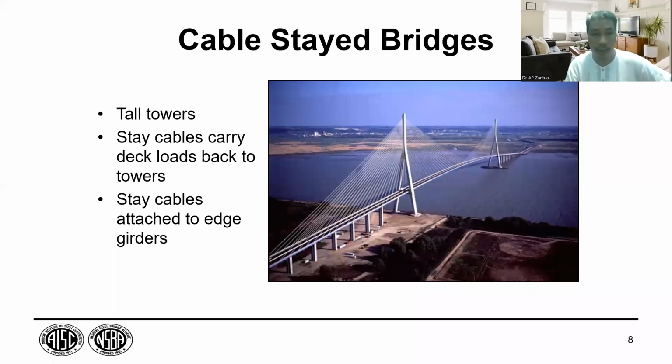Tall towers. But for example here, there are only two high columns for cable purposes. There are only two expensive columns, and the other columns are not expensive anymore. So there are only two, 1, 2. These are also piers, but they are much more economical.